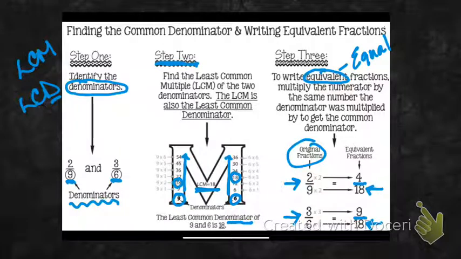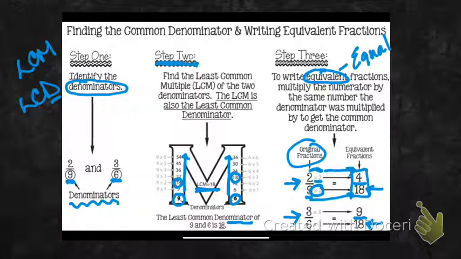Then you just ask yourself, what do I need to multiply 9 by to make it 18? The answer is 2. So if you multiply the bottom by 2, you also have to multiply the top by 2, because what you do to the bottom, you also have to do to the top. So 2 times 2 right here is how we get our 4 numerator. So 4/18 is the equivalent fraction for 2/9.